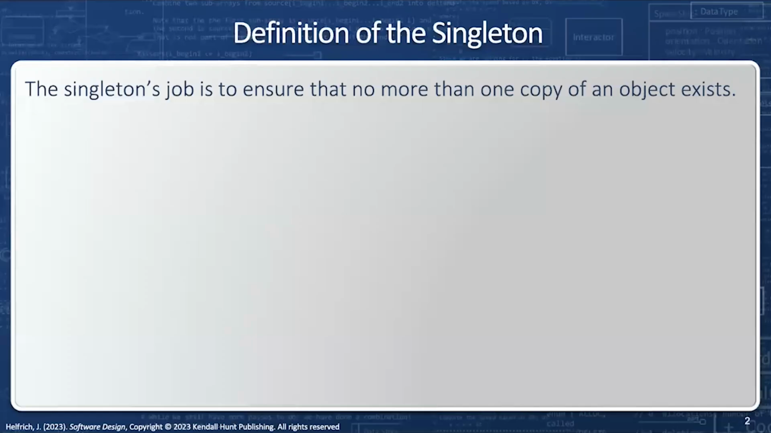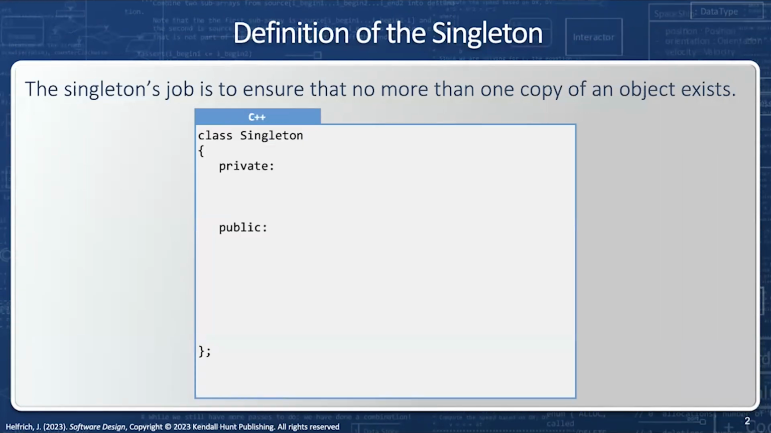First, the definition of a singleton. The singleton's job is to ensure that no more than one copy of an object exists. Now let's take a look at how this works. This demonstration is going to be in C++, but of course you can do it in pretty much any language you like. So I'm going to say class singleton. You can call it whatever you want.